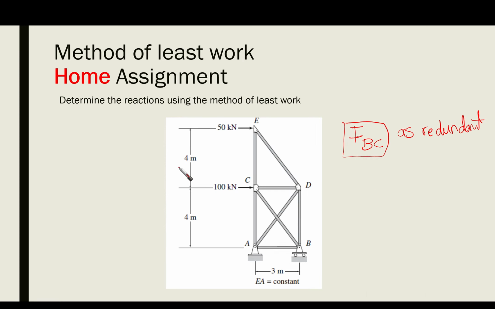And the second assignment is going to be this truss member. So determine the reactions using the method of least work. Okay, we want the reactions. As you see, we have 1, 2, 3 outside reactions, but check what is the indeterminacy of the internal forces of the system here. And I recommend for you to start with FBC, this member, the force in this member, take it as the redundant, and then continue solving your system.